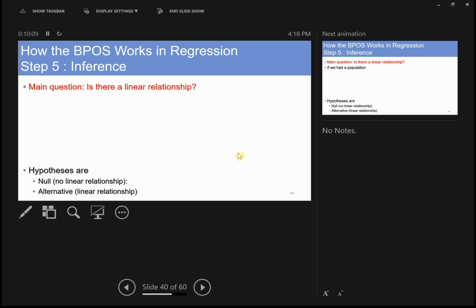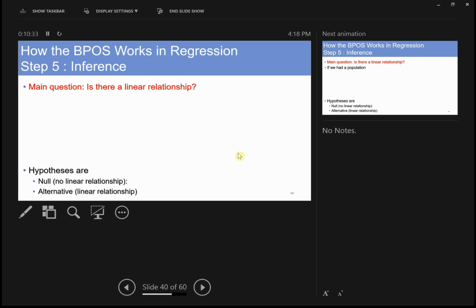And what's the symbol that we use for the slope? Pop quiz. Beta 1. Good. So notice this is the null hypothesis. The null hypothesis is that beta 1 is equal to 0.